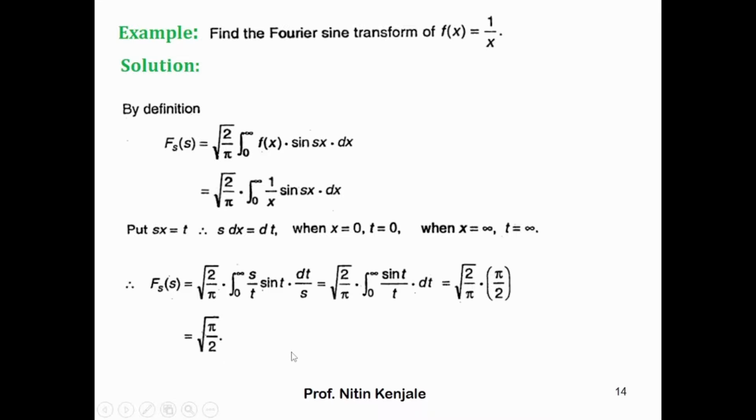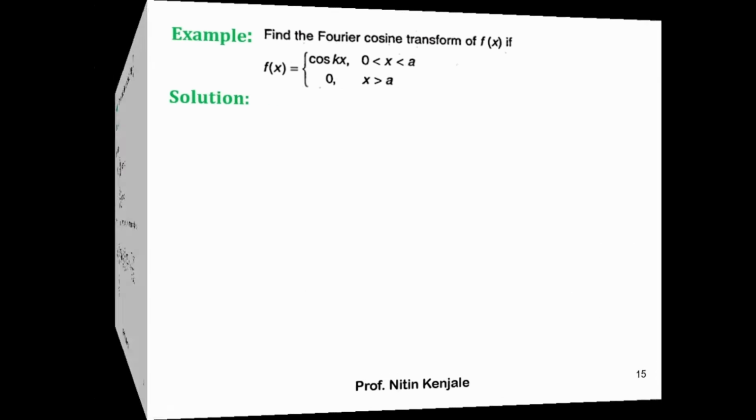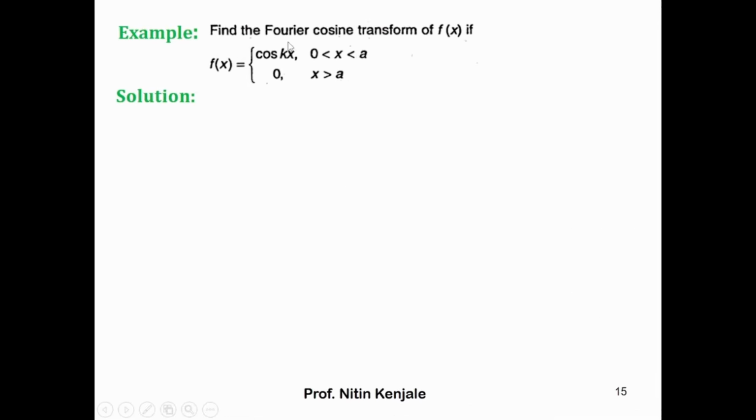Now we'll see an example of Fourier cosine transform. Here the question is to find Fourier cosine transform of f of x if f of x is defined as cos kx, where x takes values from 0 to a, and f of x is equal to 0 whenever x is greater than a. By the definition of Fourier cosine transform, Fc is given by root of 2 by pi into integration of f of x cos sx dx over the limit 0 to infinity.